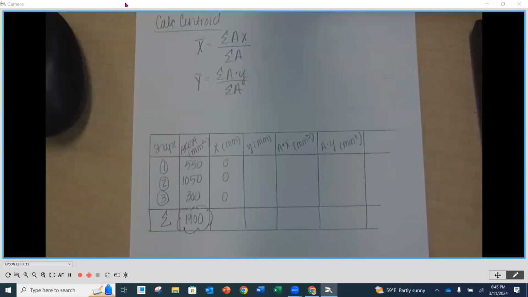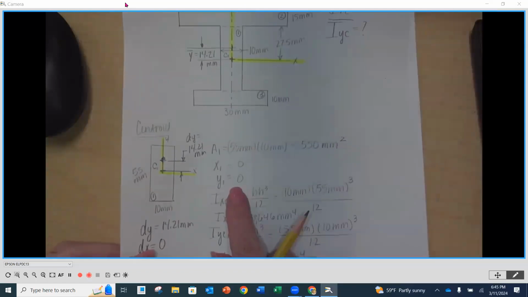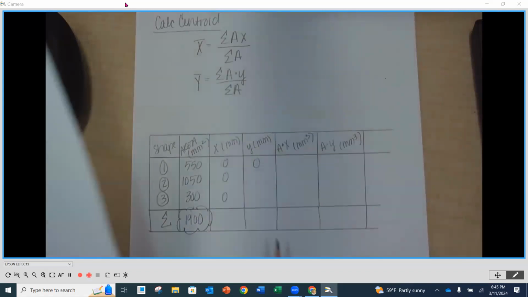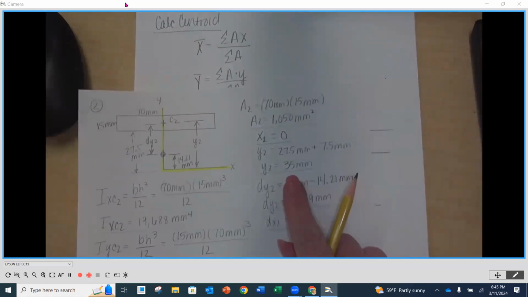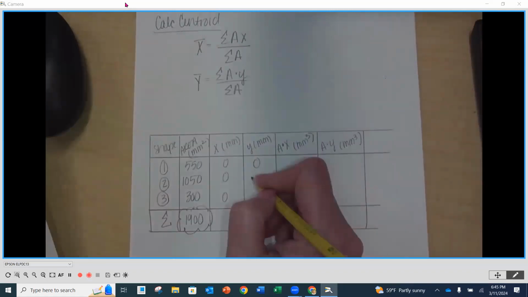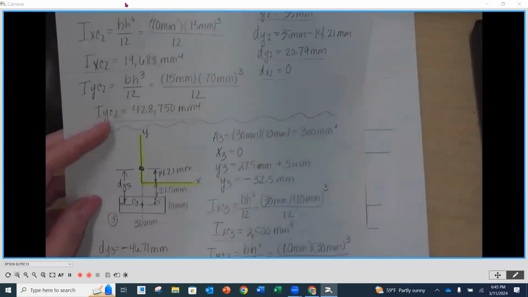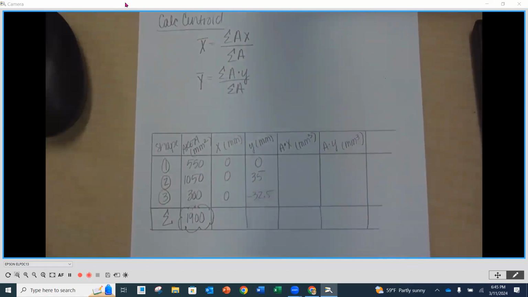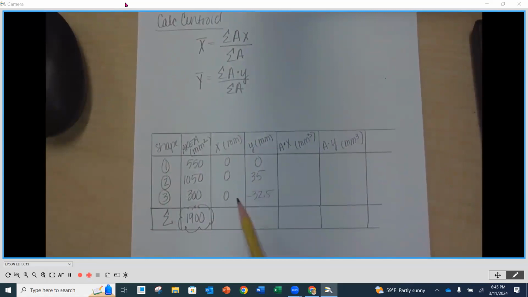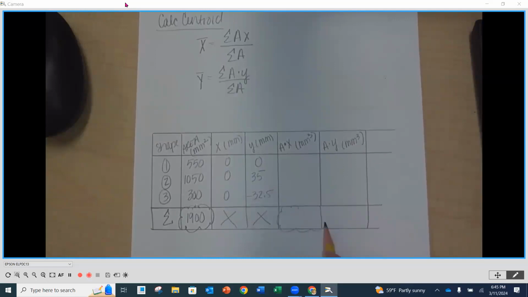Now, if we go back and we look at our Y's, our Y1 was 0, so we can put that there, but we did have values for Y2 and Y3. Y2 was 35, and Y3 was a negative 32.5. Now, as we look up on top here, we don't have summations for the X's and Y's, so we don't have to worry about those. So you don't have to sum those columns, but we will sum these two. So I'll put my little cloud around there.